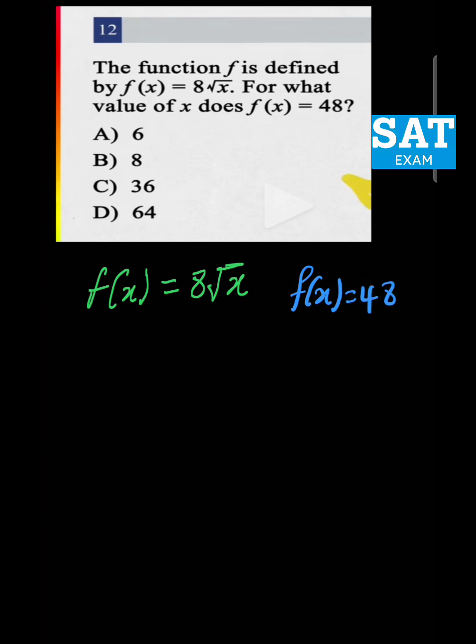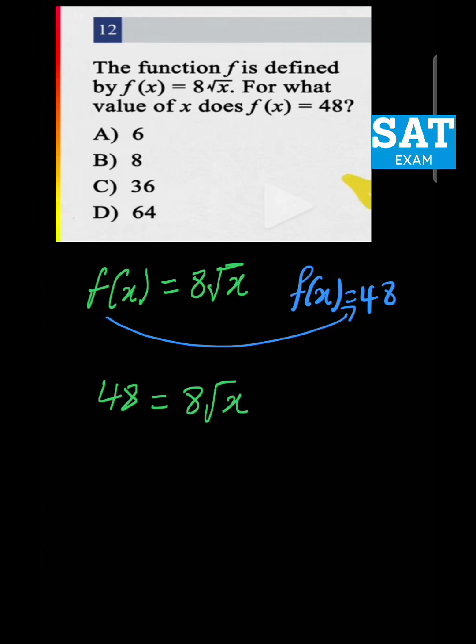So we are asked to find the value of x, because if you look at the second line of this question, we are asked for what value of x, that means we're going to look for the value of x where f of x is equal to 48. So in place of f of x here, we are going to replace 48, because f of x is given as 48. So we write 48, which is equal to 8 root of x.